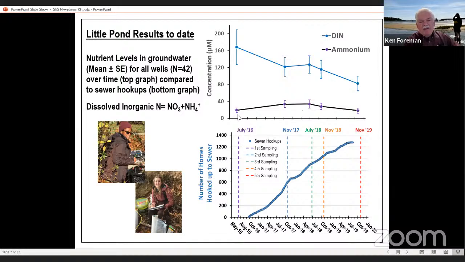We were not sure we were going to see a pattern like this because groundwater flows fairly slowly through the aquifer, about a foot per day. And so there was no guarantee that we would see such a rapid response in the reduction of nutrients in groundwater after the hookup to the sewer. And that was one of the reasons we undertook this project.